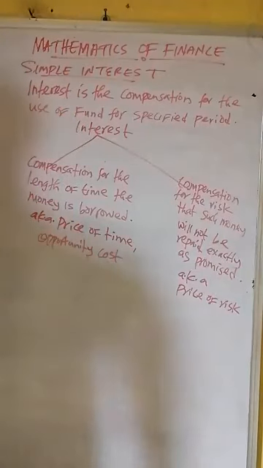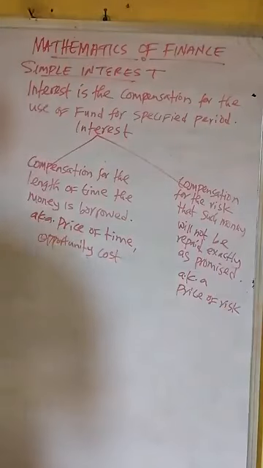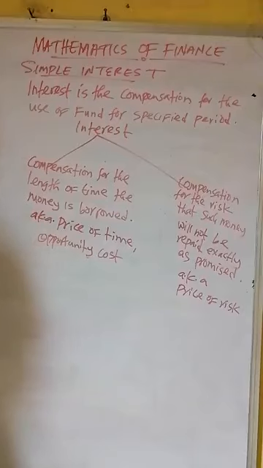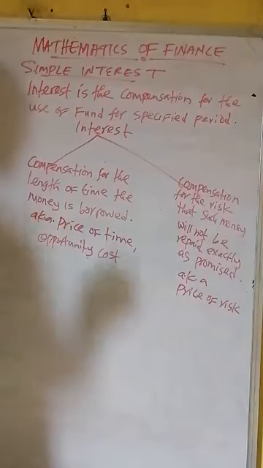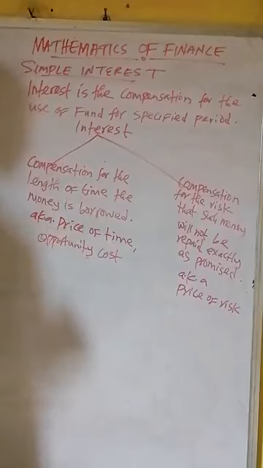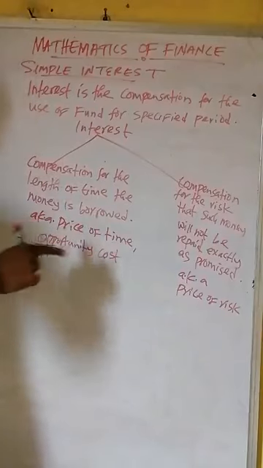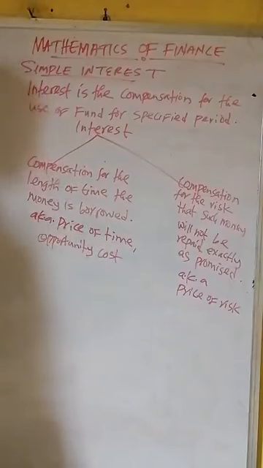I will say that the simple interest we are talking about is computed on the principal. That means you multiply the principal by the rate of interest. By that, you have the interest you are charged.